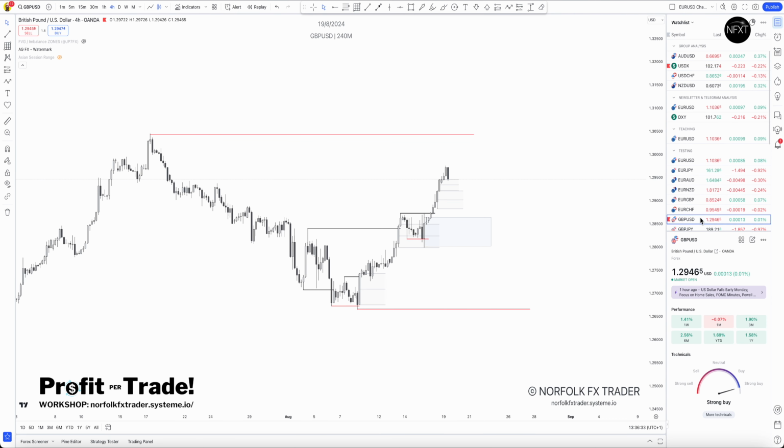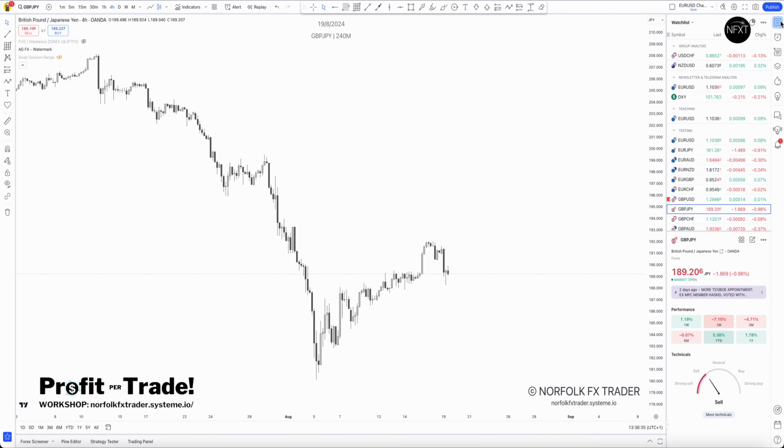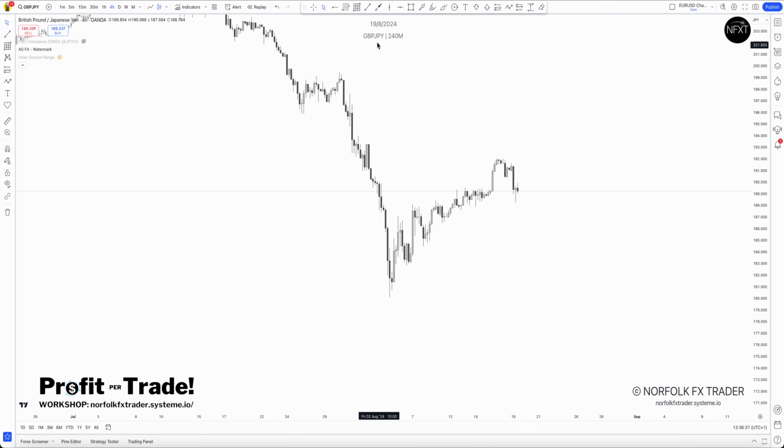Let's now look at the next pair, which is the pound Japanese yen. So again, we're going to do the same thing. We do have this stronger move to downside we're pulling against. Internally, we had a break of structure here to the upside. We have a drop-base-drop area here of supply, where the price came into that supply.